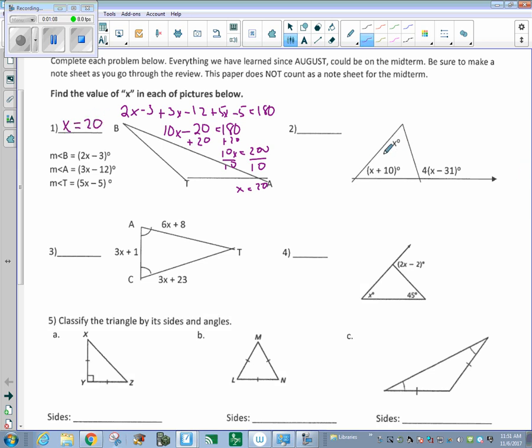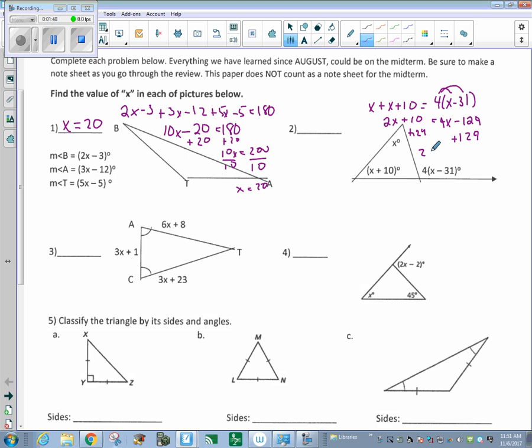All right, in the second example over here, I notice that I have an exterior angle, and so I know the exterior angle is equal to the sum of the two interior angles that are not touching it. So I'm going to add together x and x plus 10 and set it equal to 4 times x minus 31. Combining like terms, I get 2x plus 10 will equal, and I'm going to distribute right now, 4x minus 124. If I then move things around algebraically, I'm going to add 124 across the equal sign.